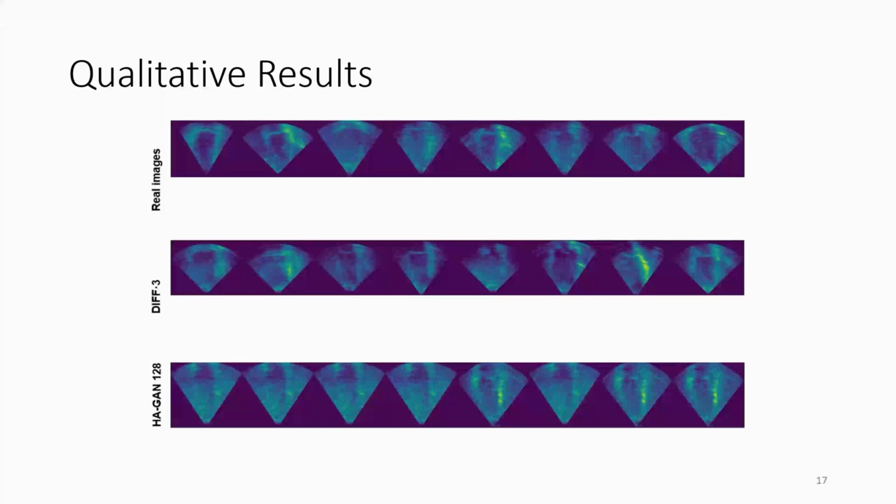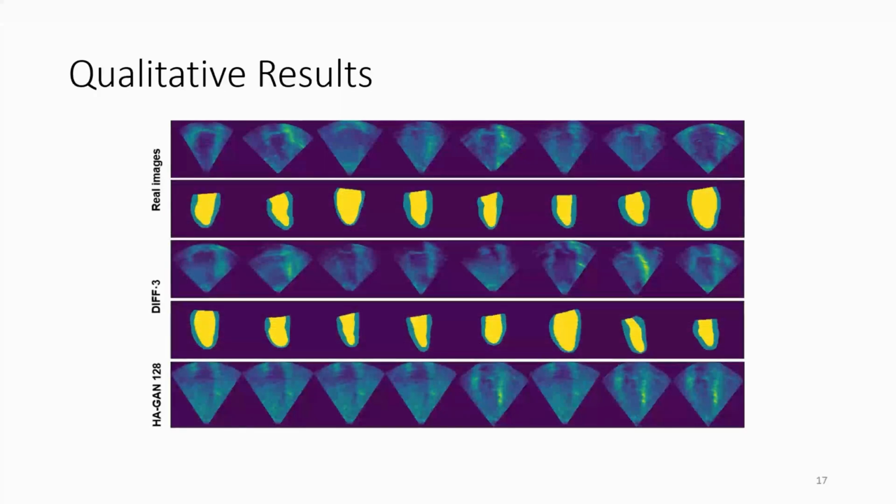And you can see the image quality is not up to par with the real data, and also you can see some duplicate data because GAN is known to have mode collapse. But the best part of DIFF actually comes with the label itself. So not only generating the free synthetic data, it comes also with already the segmentation of the left ventricle.